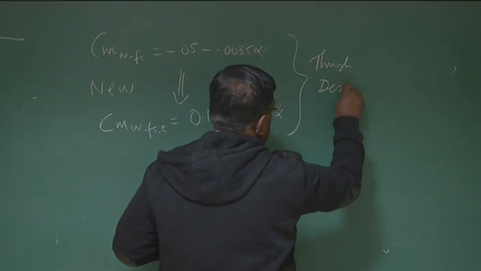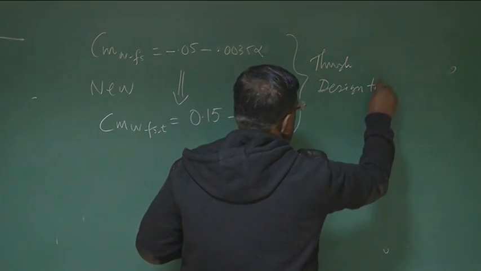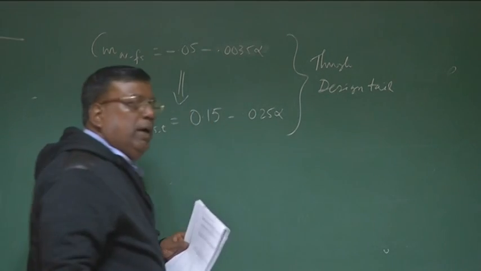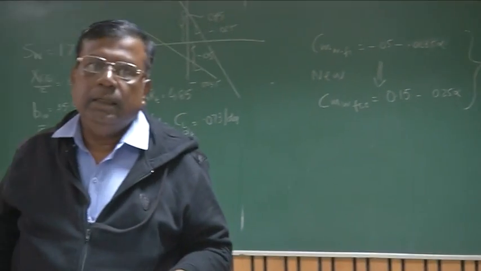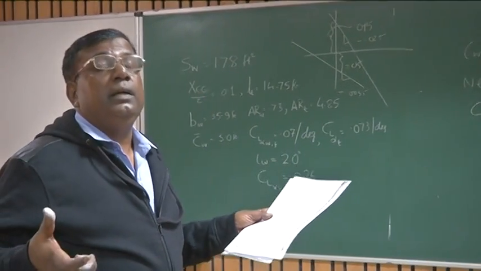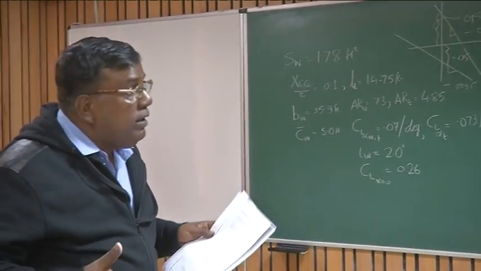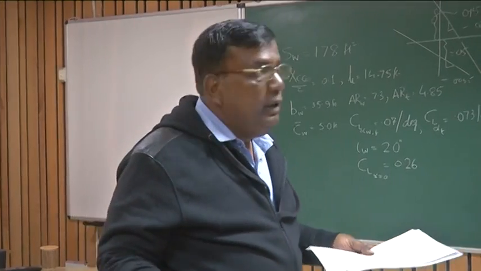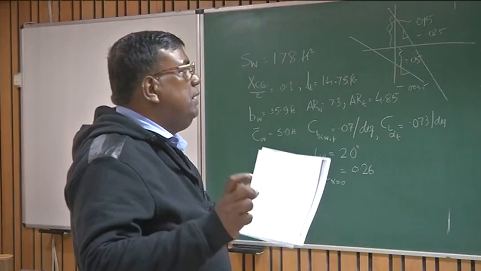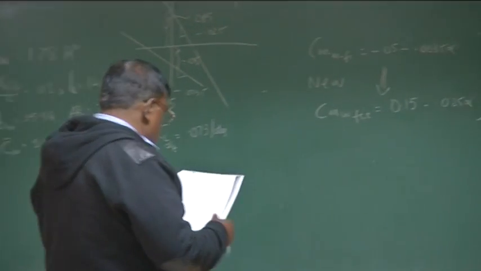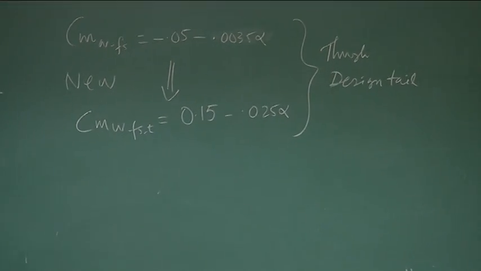Design of tail. Design of tail means what? What is the tail area? What is tail setting angle? Where should I locate the horizontal tail? Or what is the tail volume ratio I look for? So these are the questions that will come into our mind. So this is the basic simplified problem. Now how do I approach it? That is the question.